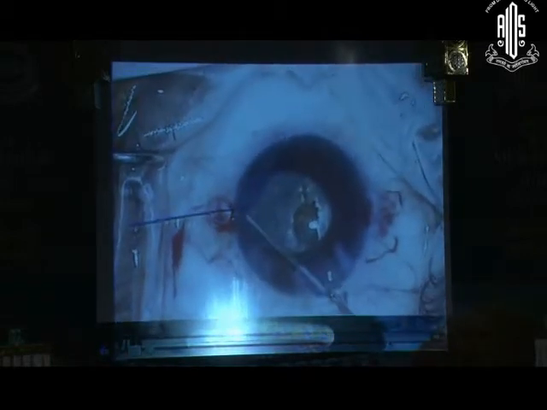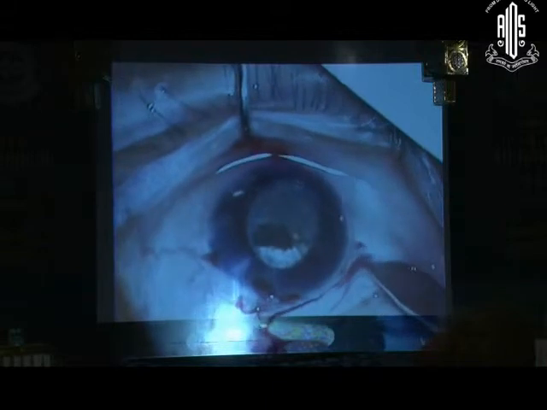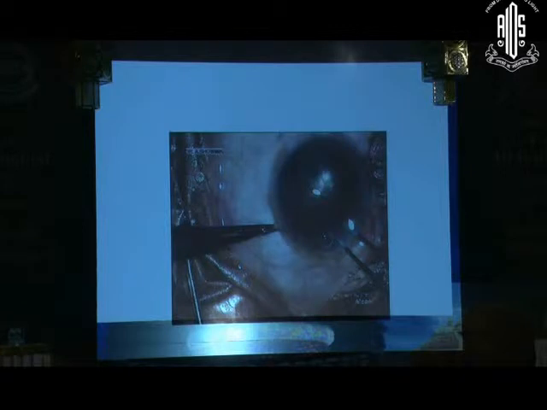Then I remove the probe, I try to make a hook here, and unfortunately I use the iris hook, and when I applied the iris hook, the capsule gave way and I converted to SICS. This is my observation: the capsule in the colobomatous area is always non-elastic and weak. If you try to hook that area, it always gives way.